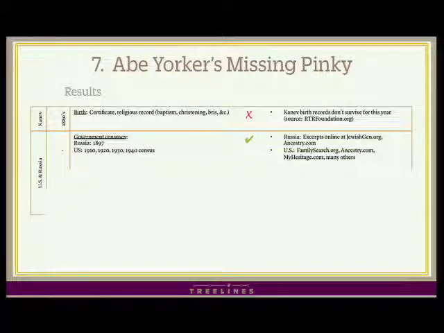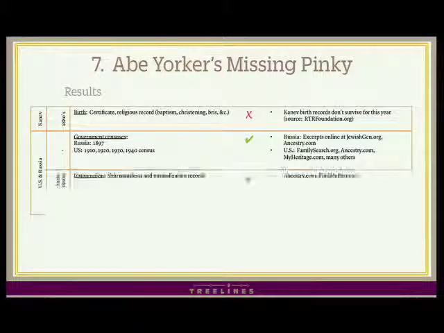Now, there are different kinds of government records that are available, starting with censuses, as we saw in the first example. There is a census from Russia that I should be able to find him in shortly before he immigrated, and also every 10 years, US censuses. And in this case, I was able to find online results for him and other members of the Yorker or Yarriker family, which were very useful.